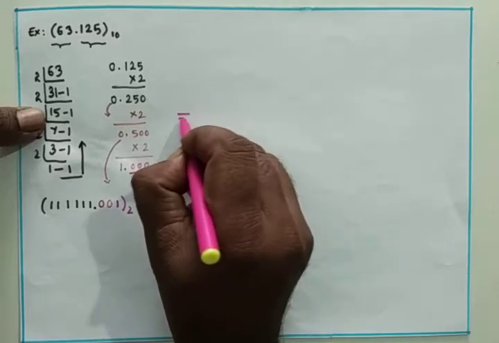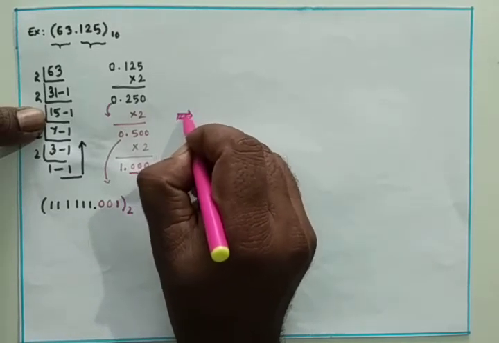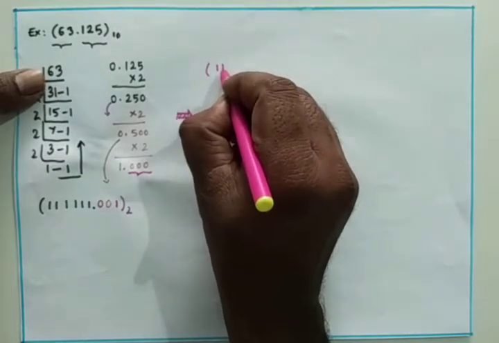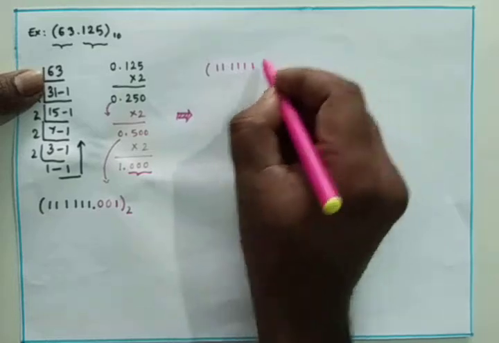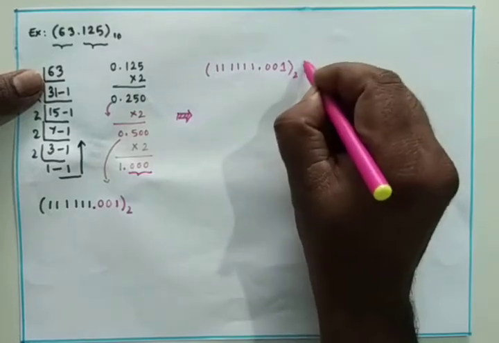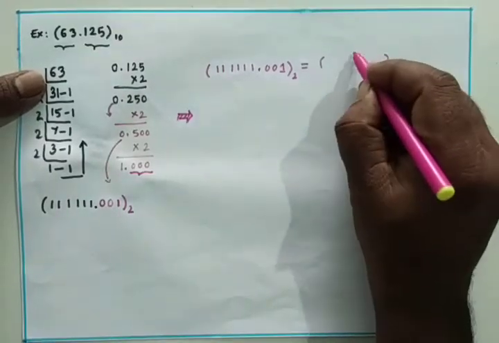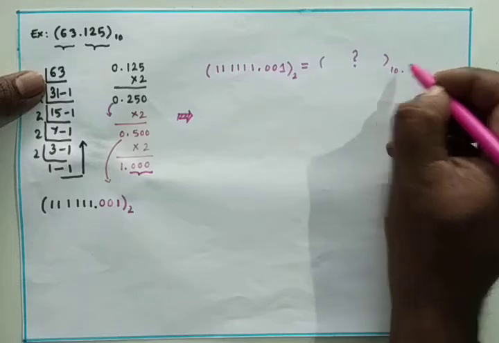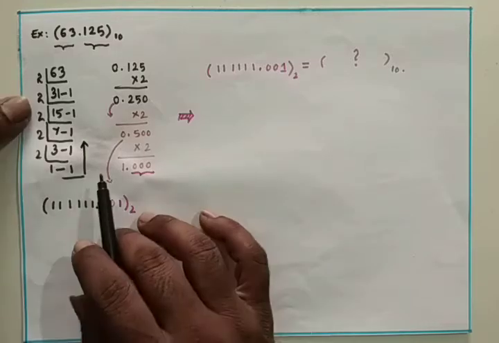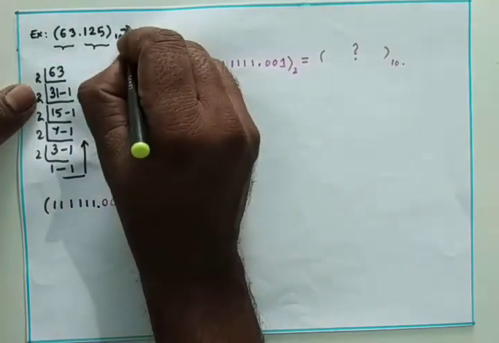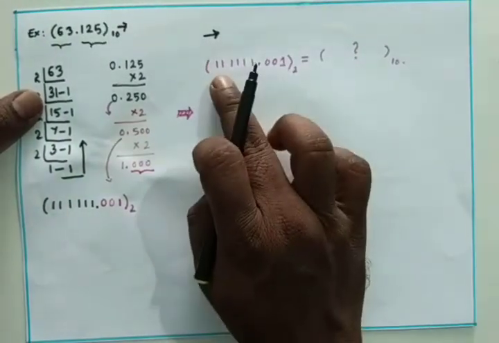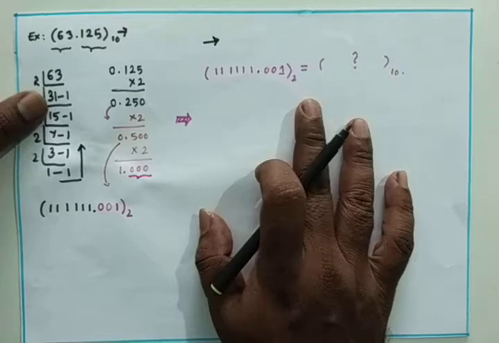Now I am going to verify whether that is right or wrong. What is the binary number we have? 1 1 1 1 1 1, 6 ones, point 001 base 2. Then what is the decimal equivalent of this given binary number? So we have to go through one particular procedure. This is the procedure to convert decimal to binary, and this is the procedure to convert binary to decimal.